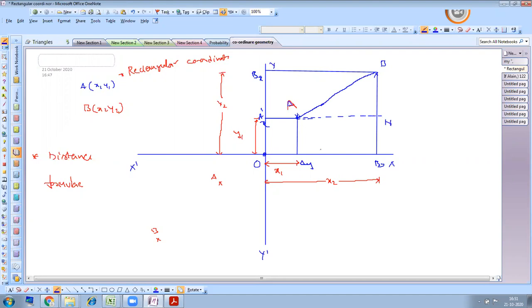So what is the AN value? A dash to A is x1. From A dash to N is x2. So from here to here is x2 minus x1. This is y2 minus y1.